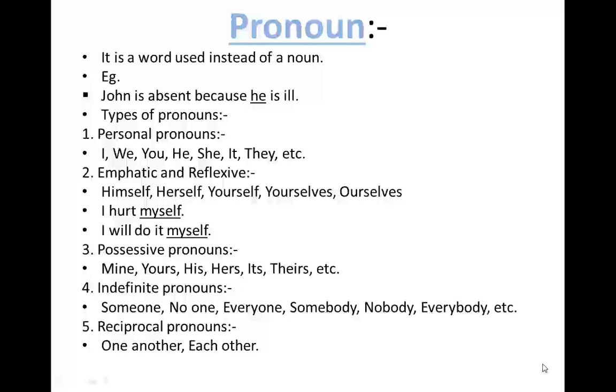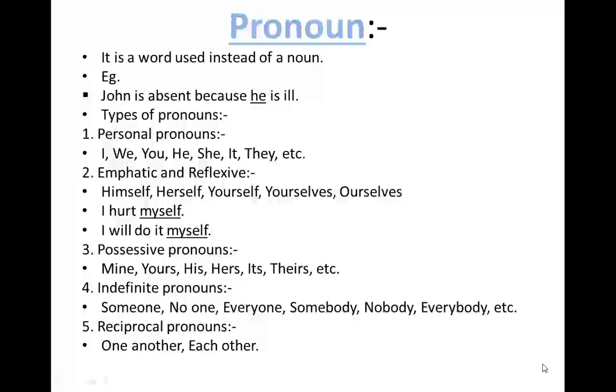Emphatic pronoun. I will do it myself. Emphatic means to emphasize on something. For example, if the work is done by me, to stress on it, to emphasize that this action is done by me, I will add the word myself. I will do it myself means the action will be done by me. Over here, this word myself can come at the end of the sentence as it is used over here. I will do it myself. It can also come exactly after the pronoun I. I myself will do it.